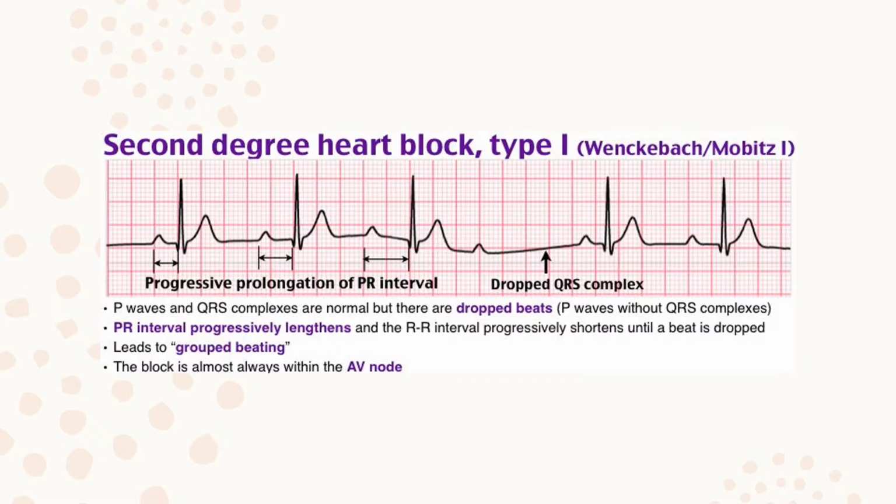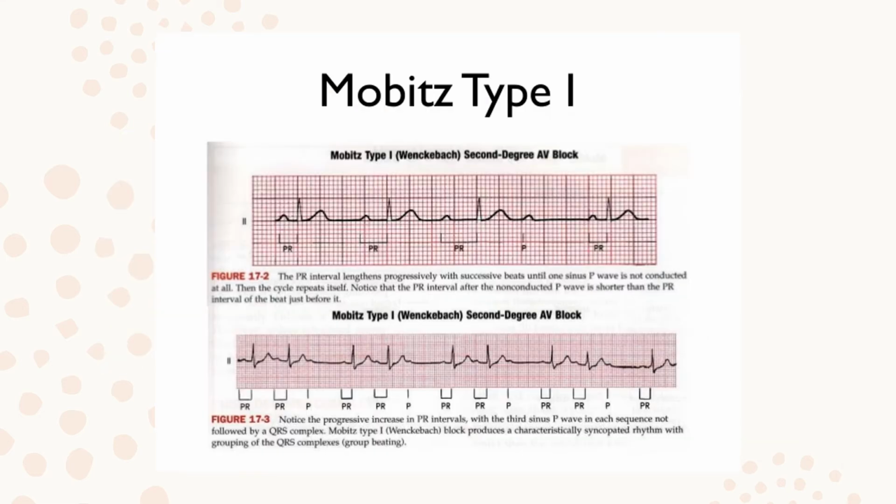So here's an example of a 6-second strip. The P waves and the QRS complexes are normal, but there are dropped beats, and that means P waves without QRS complexes. The PR interval progressively lengthens, and the R to R interval progressively shortens until a beat is dropped. This leads to grouped beating. The block is almost always within the AV node, as we talked about.